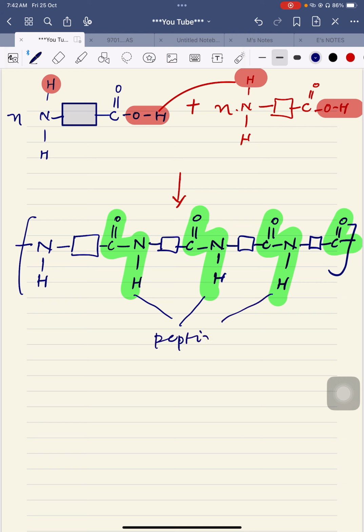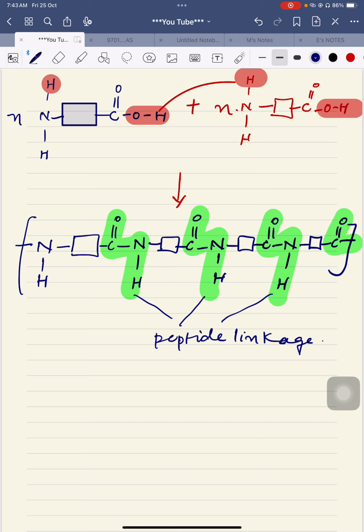It is called a peptide linkage. Peptide linkage is just like the amide linkage in nylon. But remember this, the examiner asks this question frequently: which polymer, or which natural polymer, has a linkage matching that of nylon, or which of the two polymers are condensation polymers and have the same type of linkages.